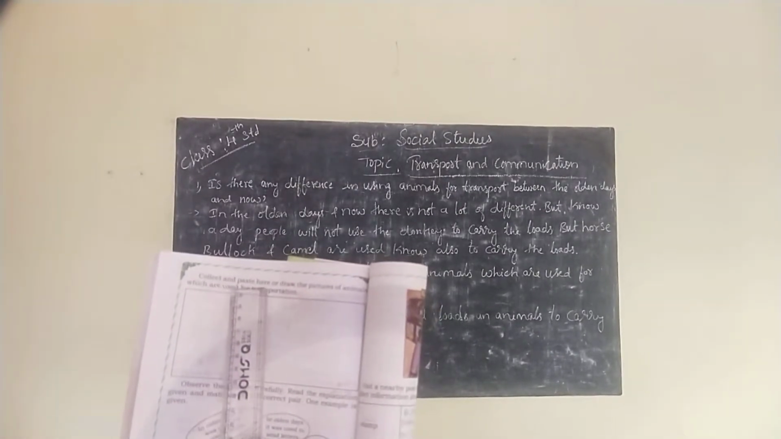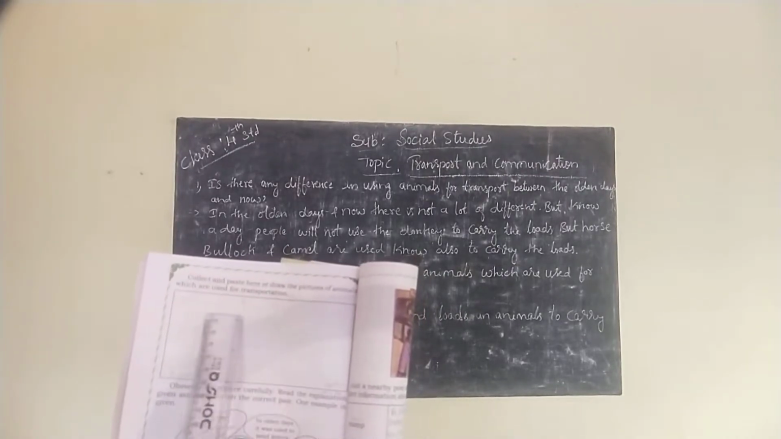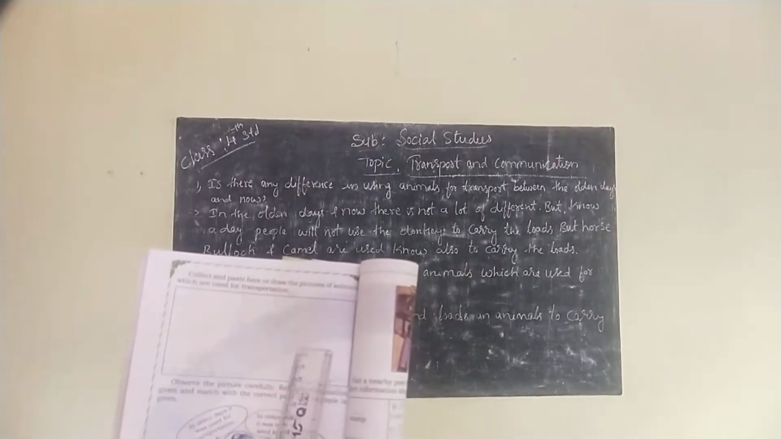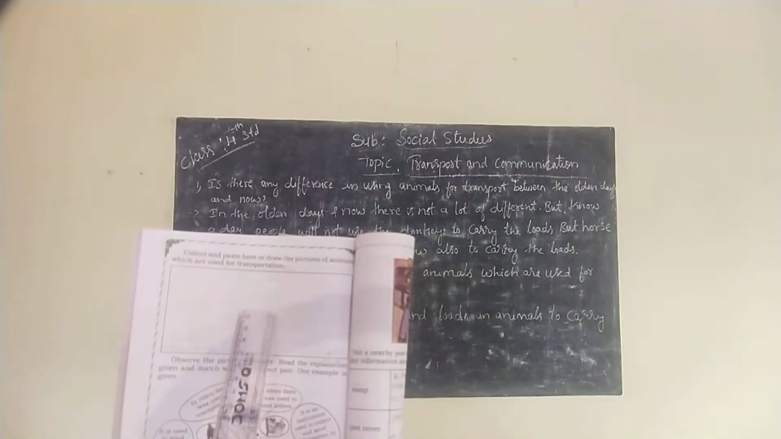Collect and paste here, or draw the picture of animals which are used for transport. Which animals do you have to draw? Donkey, horse, ox, bullock, etc. You have to draw them, otherwise you have to paste them here.